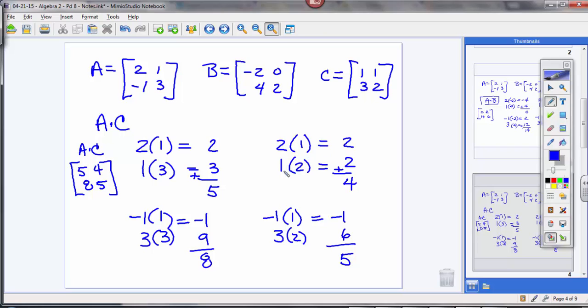2 times 1 is 2. 1 times 2 is 2. Get a sum of 4. The 5 goes here in row 1, column 1. The 4 goes here in row 1, column 2.